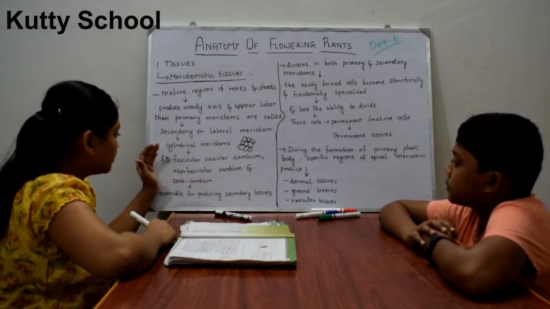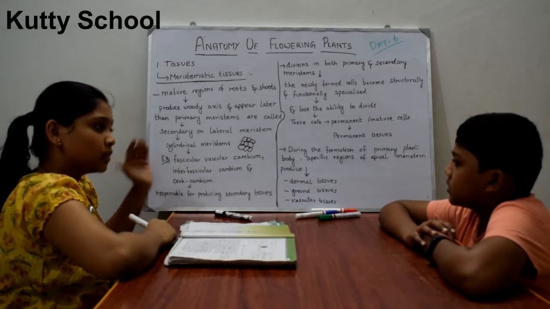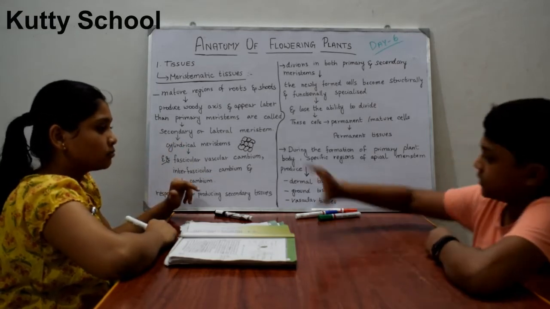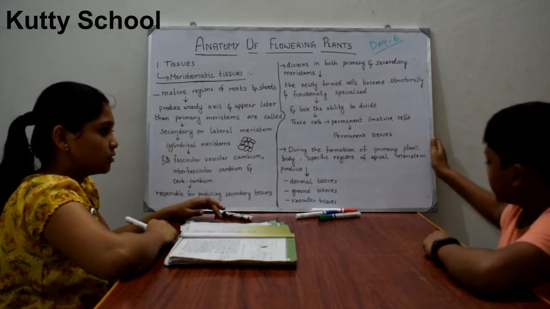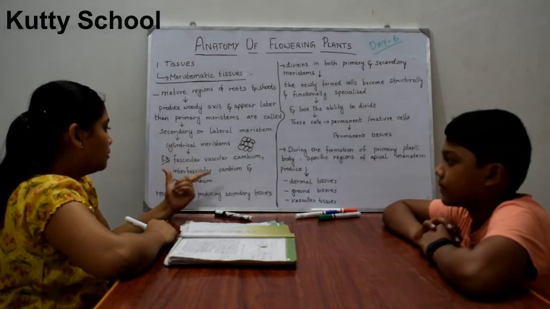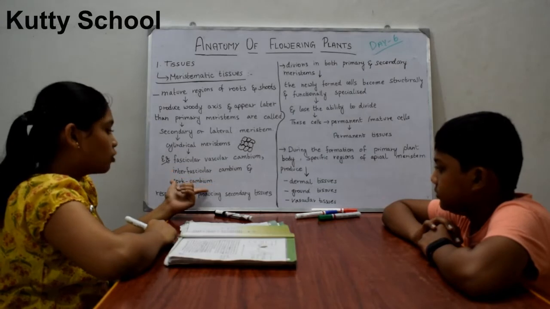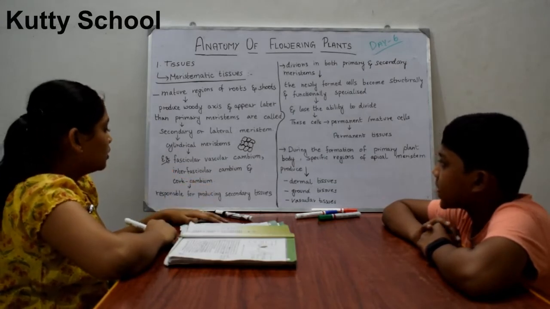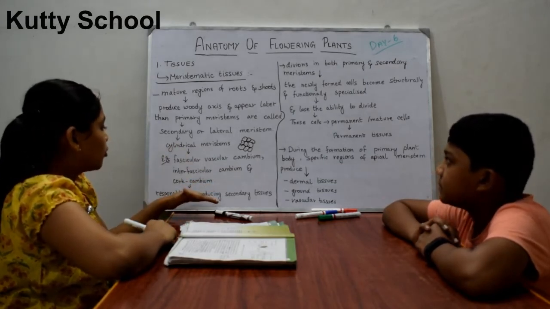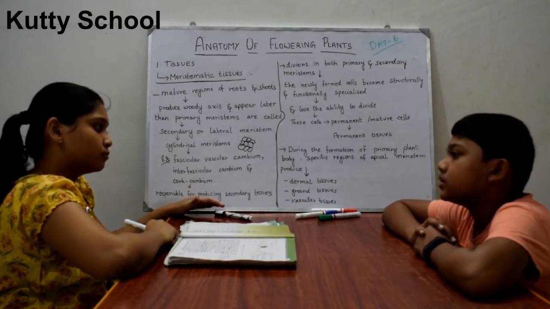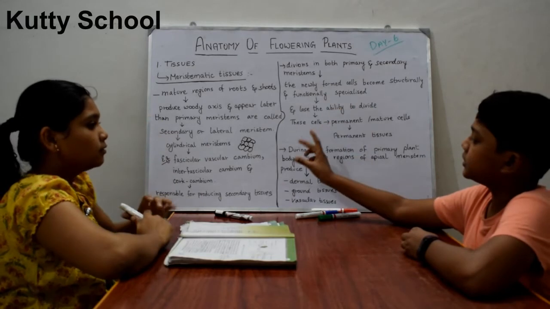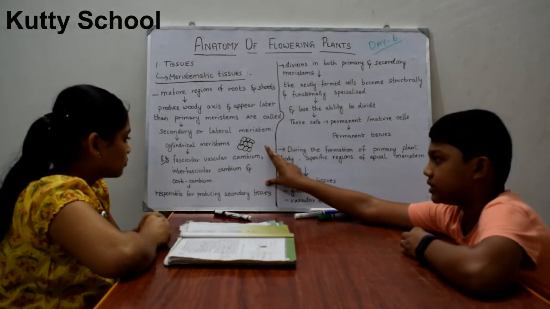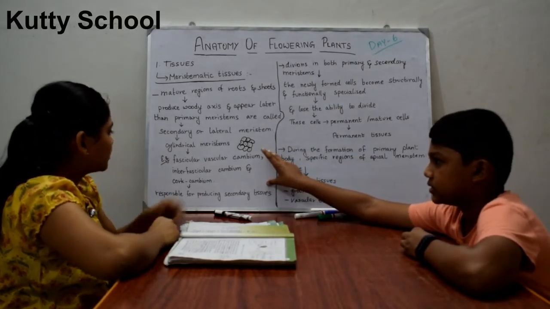We will be seeing these three structures in our succeeding topics. These are the examples. You will explain the examples in the succeeding topics. Yes. Fascicular vascular cambium, interfascicular cambium, cork cambium. So this is our secondary or lateral meristem, right? They are cylindrical. Not factors, these are examples.